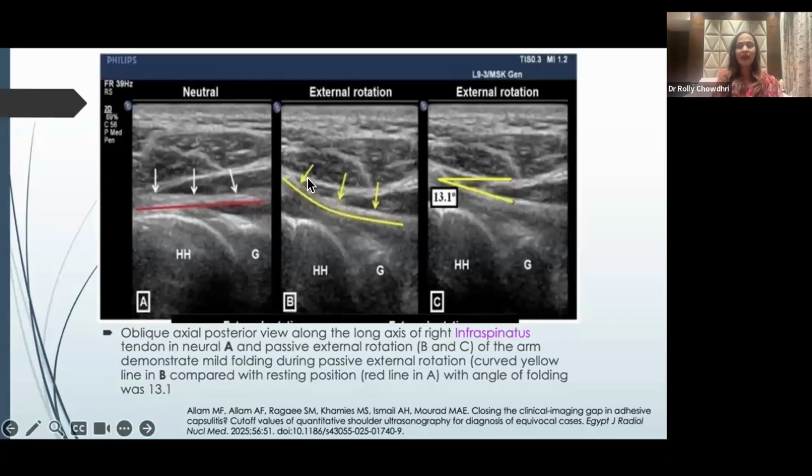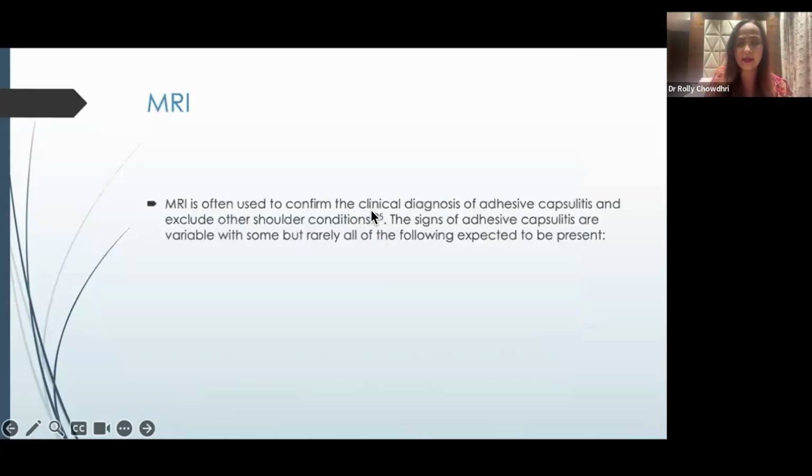Sorry. The reason I have shown this sign in such detail is because I found it interesting and new, and I think everybody can try it in their clinic from tomorrow, because it really works if the patient has adhesive capsulitis. This is a normal patient, and when you do passive external rotation, the infraspinatus tendon folds towards the joint capsule. It has a concave profile, and this is the angle.